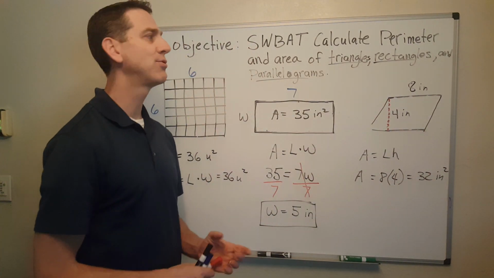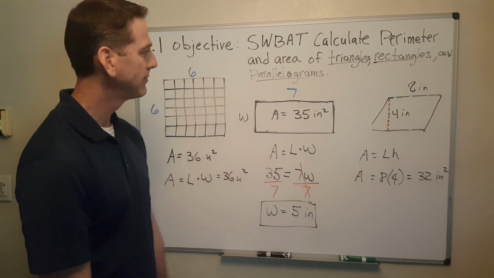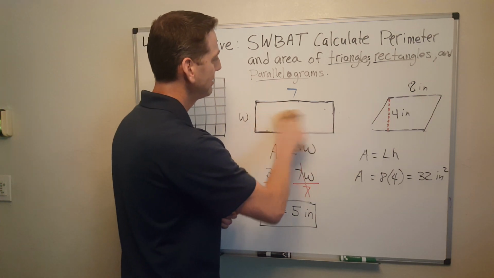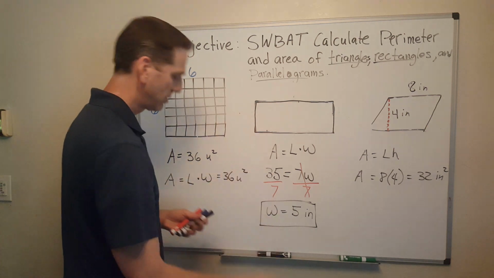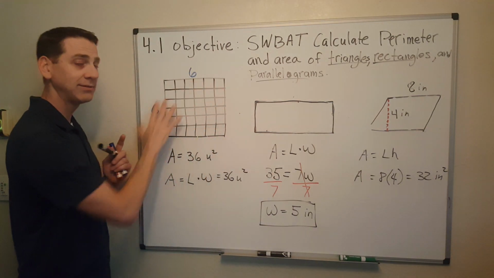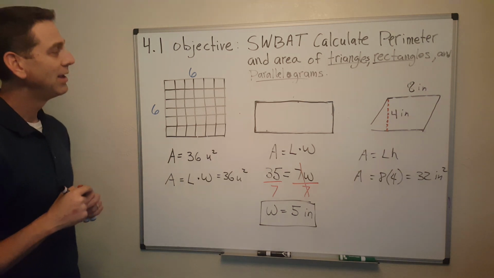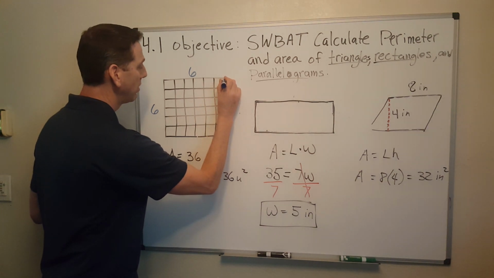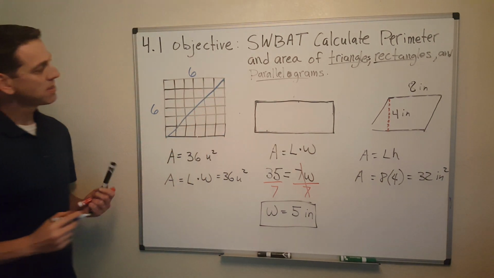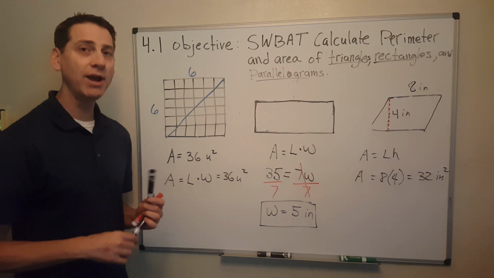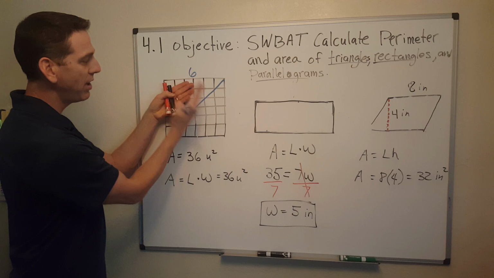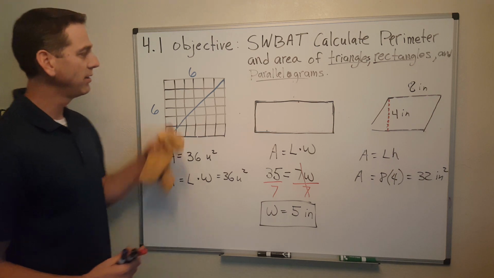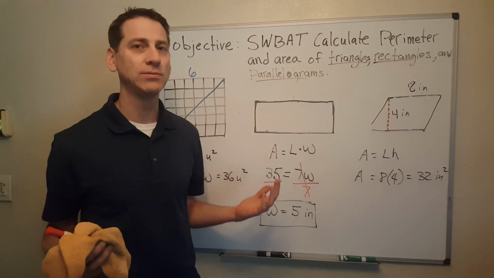Okay, now what about triangles? We haven't talked about triangles yet. All right, well, let's take this rectangle here. I'm going to make this into a triangle. Ready? Here we go. Now I have 2 triangles, don't I? I have a top triangle and a bottom triangle. So really a triangle is just half of a rectangle.